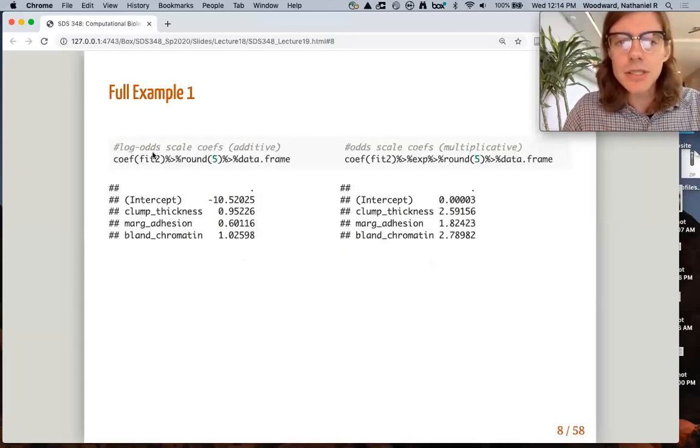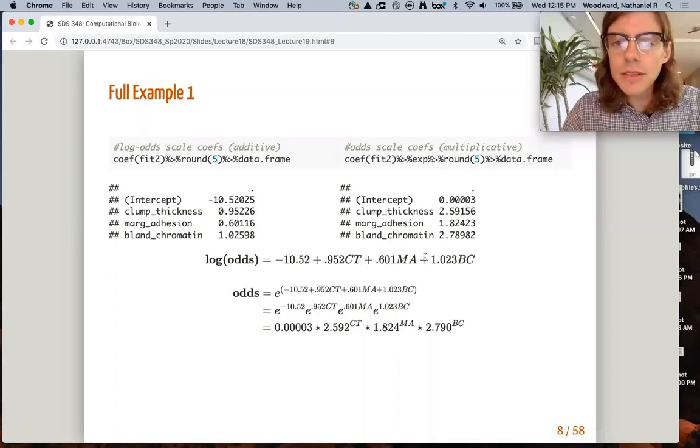So just to illustrate this, here are these coefficients, negative 10, 0.95, 0.6, 1. We can take those and exponentiate them. So take e, Euler's number, to that coefficient. We're just exponentiating them. Neat. And you can see they change quite a bit. Now they're on the odds scale instead of the log odds scale.